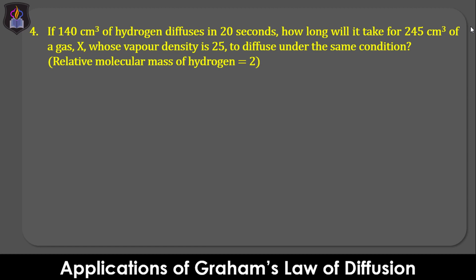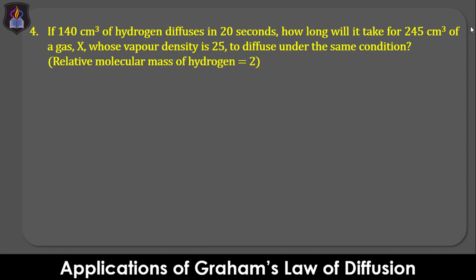Question 4. If 140 cm3 of hydrogen diffuses in 20 seconds, how long will it take for 245 cm3 of a gas X, whose vapor density is 25, to diffuse under the same conditions? Relative molecular mass of hydrogen is 2. In this question, we are to determine the time it will take a certain volume of gas to diffuse when compared with the given volume and time of diffusion of hydrogen gas.